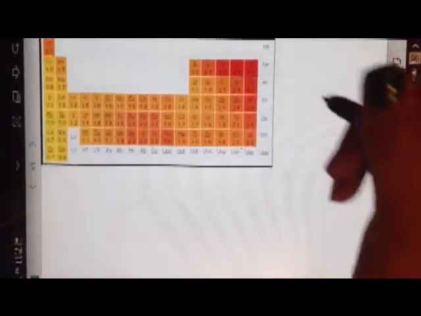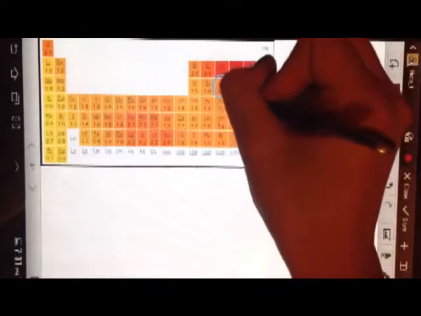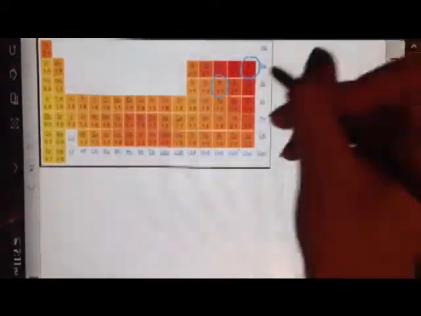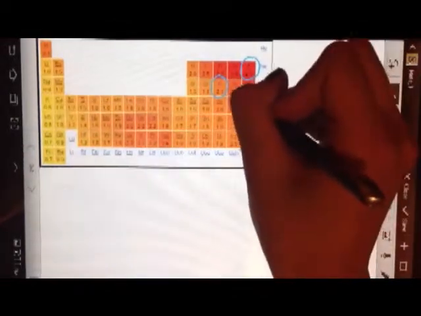Next, set up the dot structure by putting the element with the least electronegativity in the middle. In this case, phosphorus has the least electronegativity.